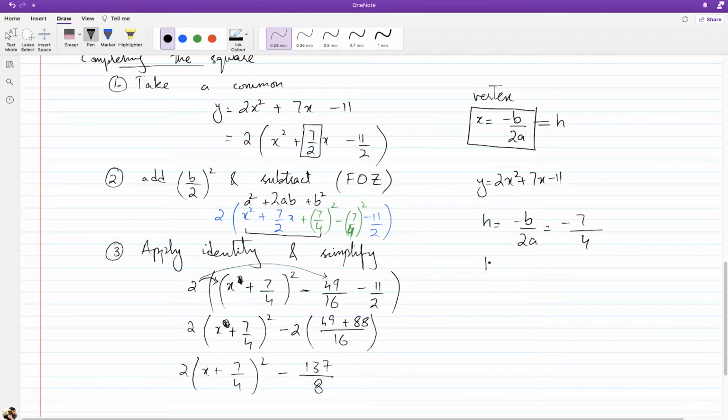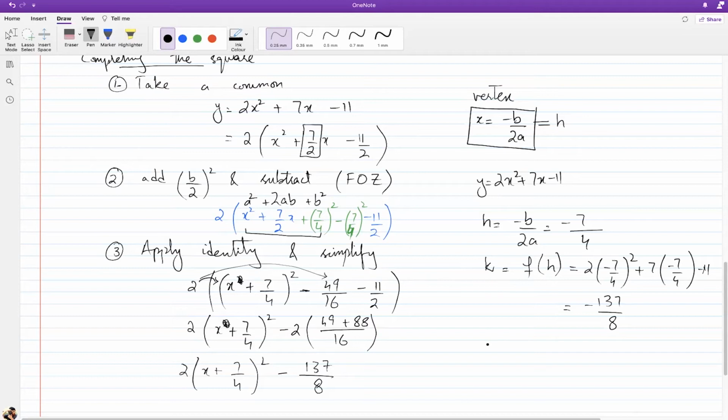Now I'll try to find k. K will be, इसको हम कहते हैं f of h. In other words, this is where x has a value of minus 7 by 4. So I'll just plug that into the equation. So I'll get 2 times minus 7 by 4 whole squared plus 7 into minus 7 by 4 minus 11. When you simplify this, you will end up with minus 137 by 8.